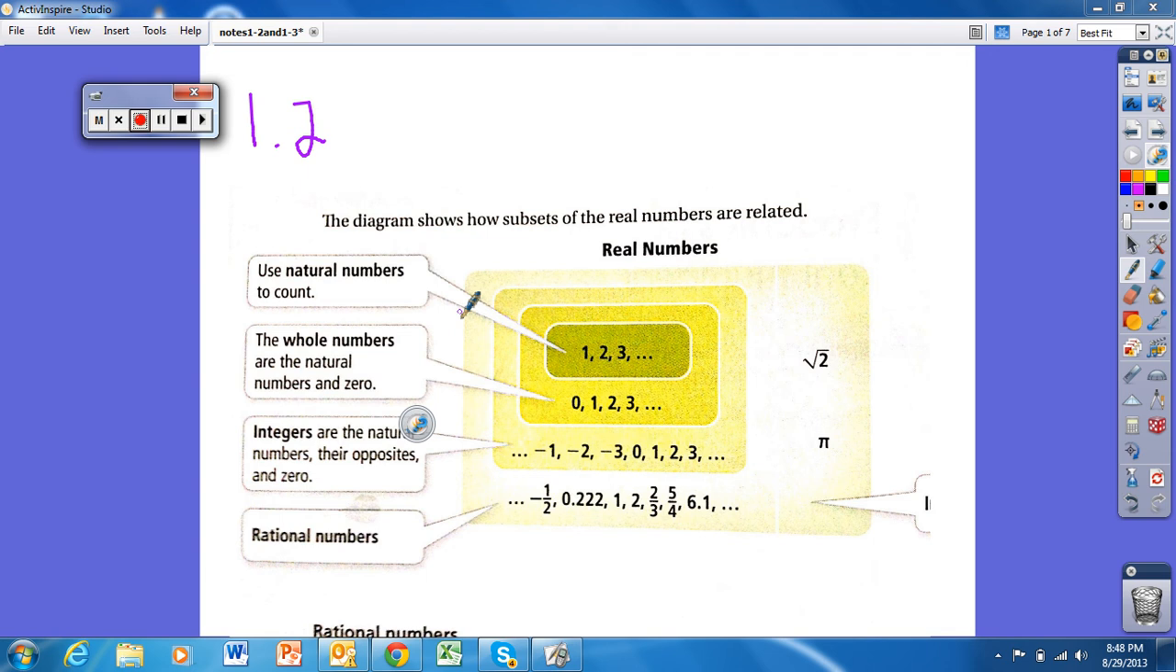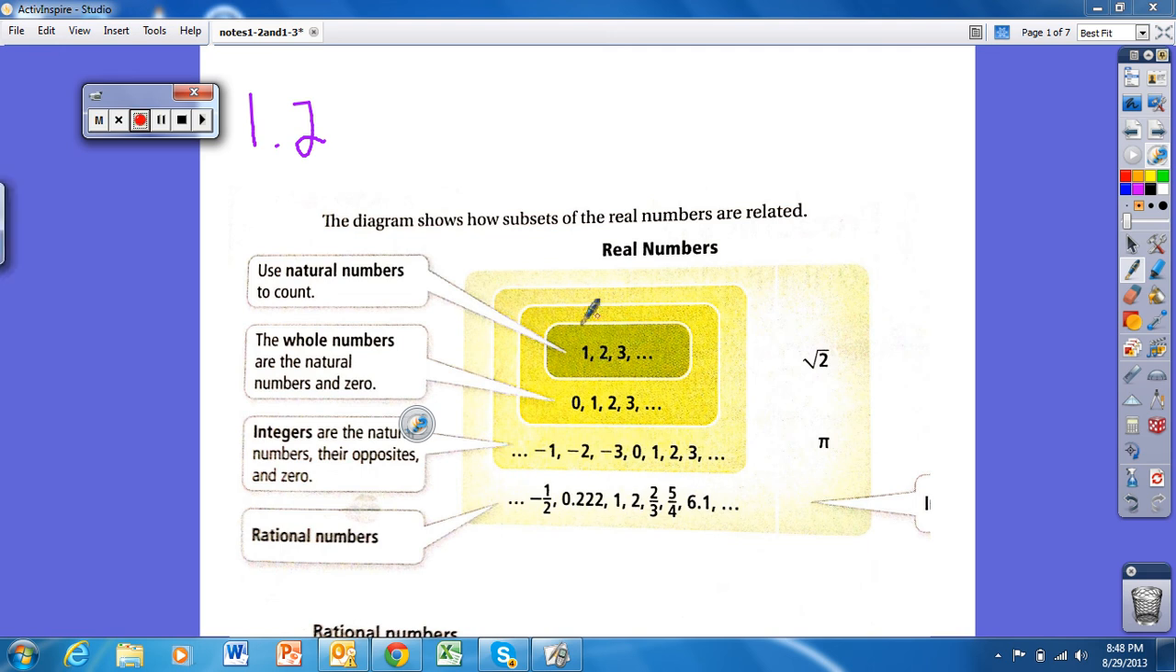The first thing we're going to talk about is the real numbers. A real number is basically any number you've ever dealt with in your entire life. Anything other than an imaginary number, which is the square root of -1 or the square root of a negative number. So real numbers refers to all numbers that we've dealt with up until this point.